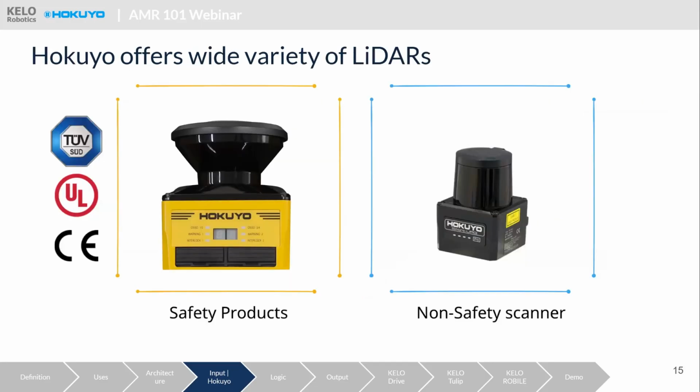Next slide, please. So since our very first LiDAR release in 2004 and the first release of our safety laser scanner in 2014, Hokuyo has been recognized as a LiDAR manufacturer. Over the years, we have developed a wide range of scanner models, continuously improving the performance of our products. To make things simple, we divide our LiDAR scanners into two main product categories: safety scanners and non-safety scanners.